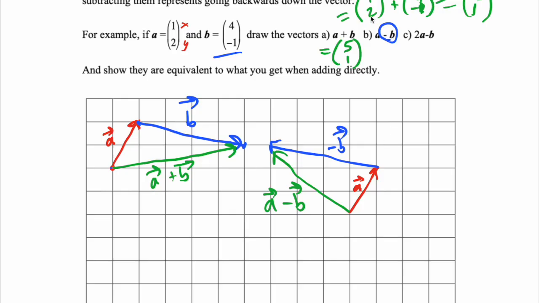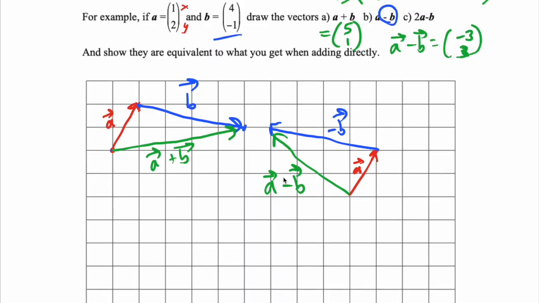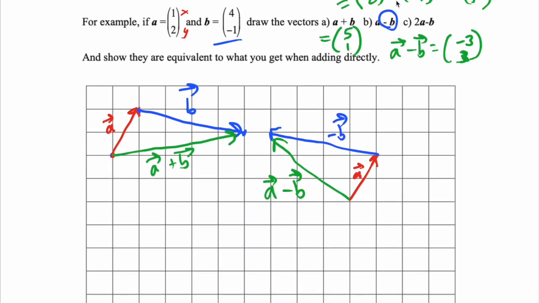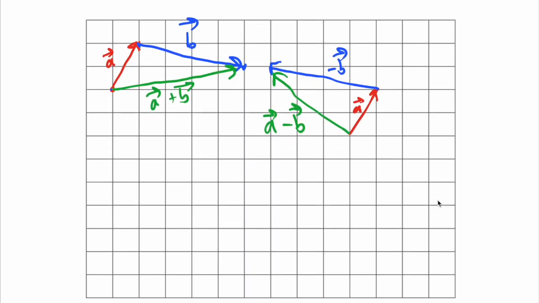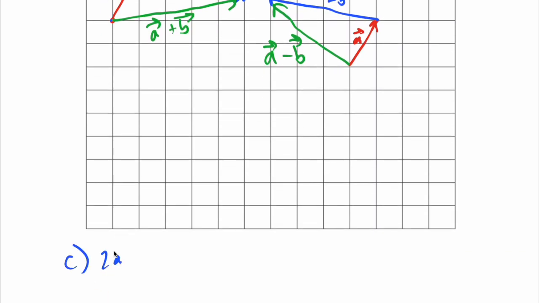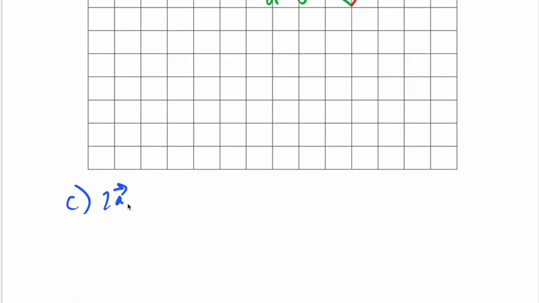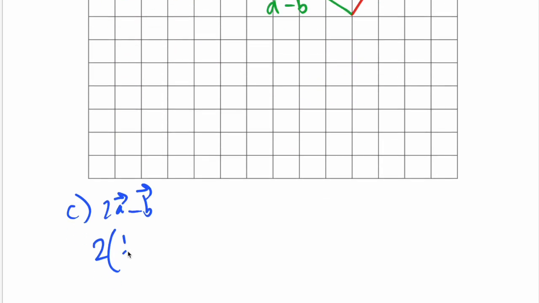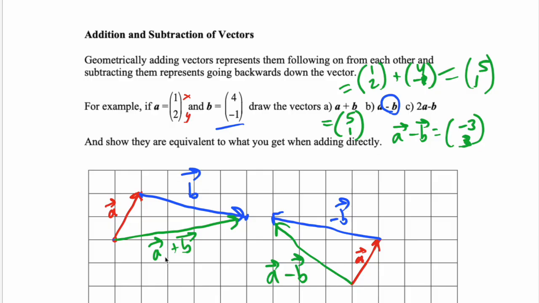Okay, now if you just subtract them, you get A minus B equals negative 3, 3, which matches what we have here. We have negative 3 in the x direction and 3 in the y direction, right? 2a plus 2b, well, we can do that down here. 2a minus b is like you do 2 times 1, 2 minus the b is 4, negative 1.